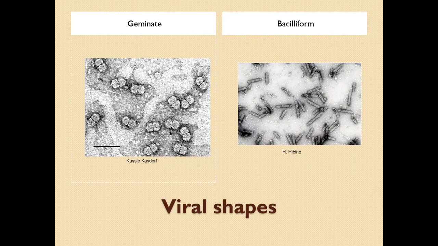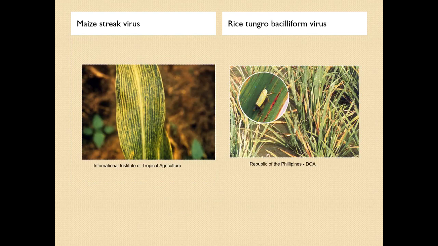Okay, here we've got germinate and bacilliform. Bacilliform virus occurs on rice, and the germinate type is going to be represented by maize streak virus, and that's what these look like. And you can see this is a leaf hopper here that spreads this disease on the right.